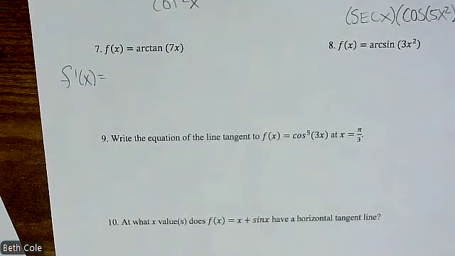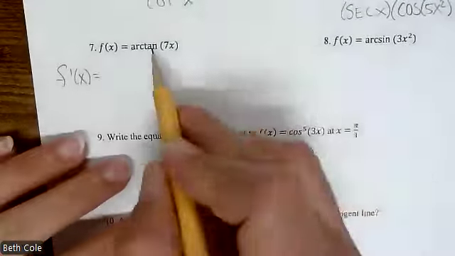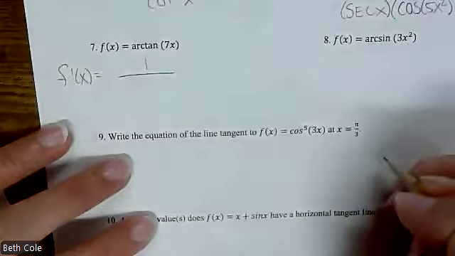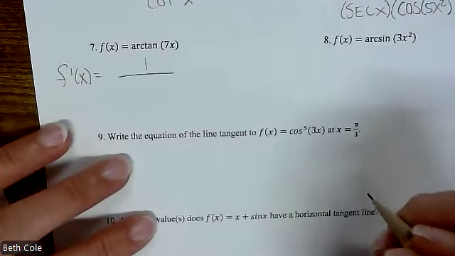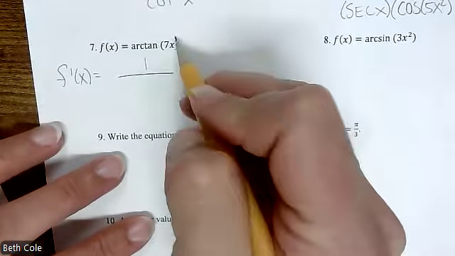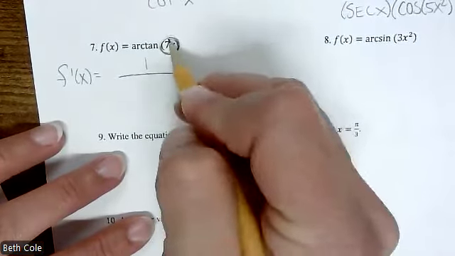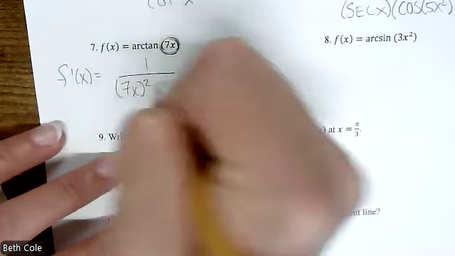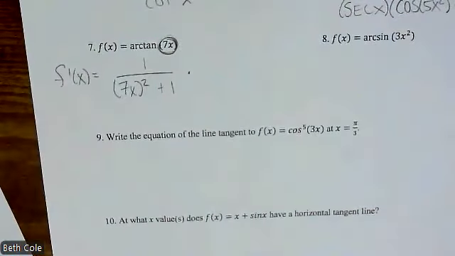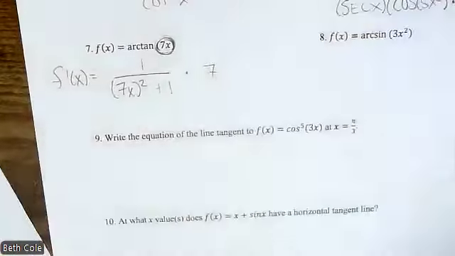Not my information. So arctangent is going to be 1 over. Now I know the rule said x squared plus 1, but when you're doing an actual problem, it's going to be this stuff squared plus 1. And then there's a chain rule. So put a little dot, and you would chain on the derivative of that stuff, which would just be 7.